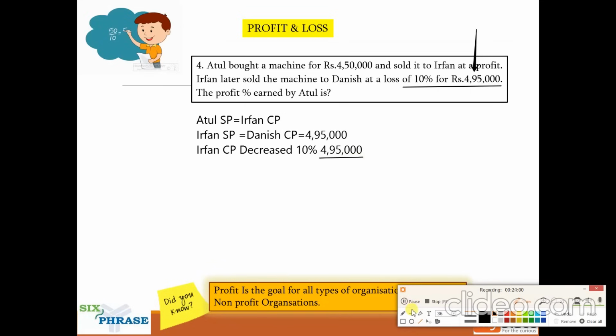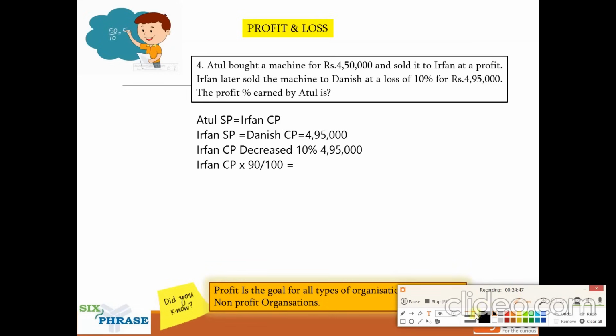Where this is the SP, we know that. 4,95,000 is Irfan's SP. So to find Irfan's CP, decrease Irfan's CP by 10%, you will get 4,95,000. You just have to do the rest of the things correctly. Now, how do you decrease Irfan's CP by 10%? You have to multiply it by 90 by 100, that is, 100 minus R by 100. Check out the formula in the previous slides if you are having confusion with this.